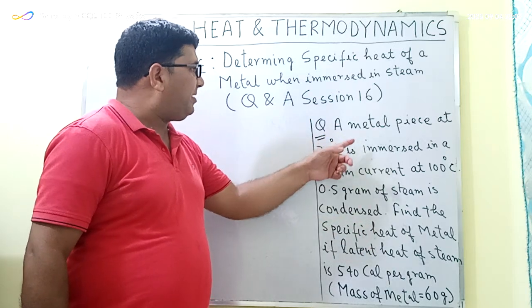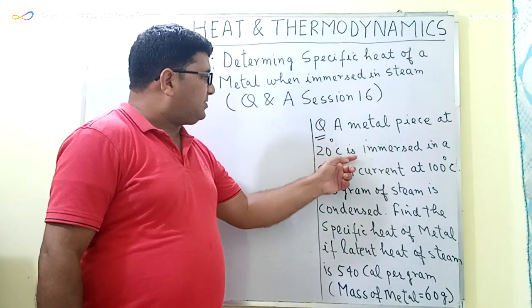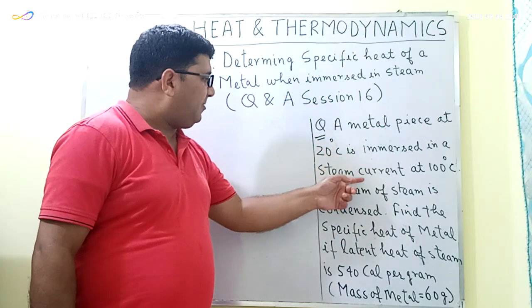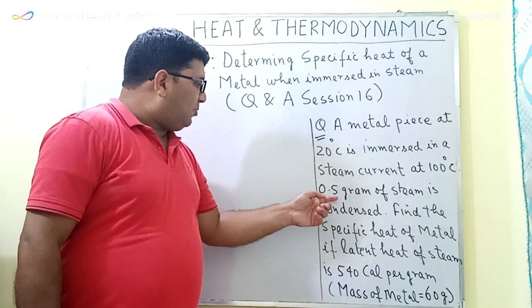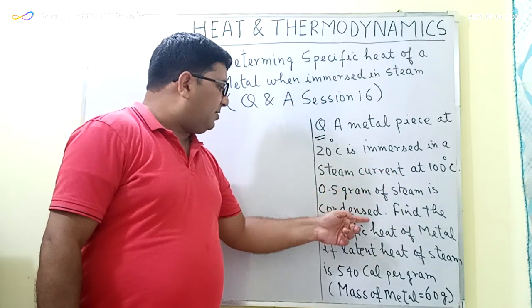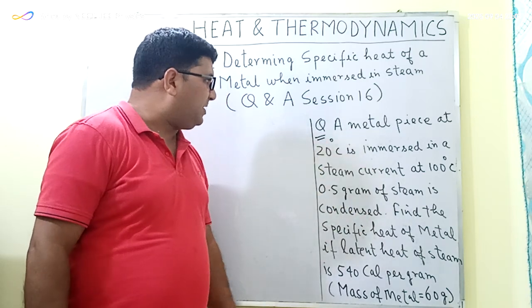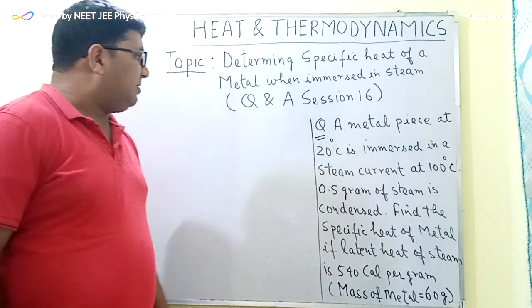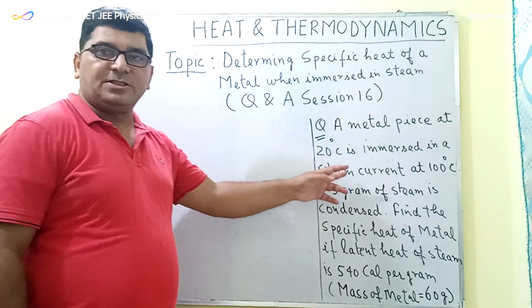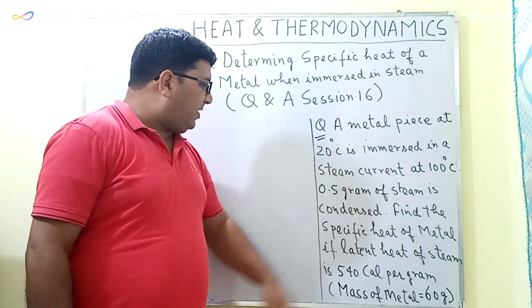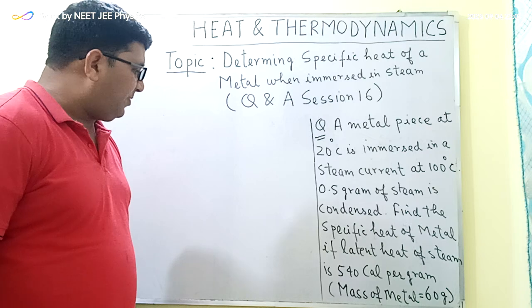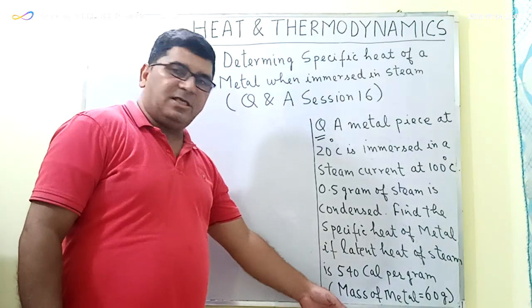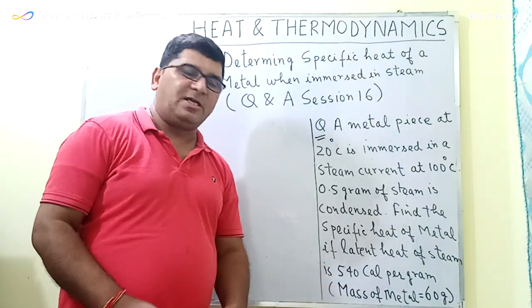And the question is, a metal piece at 20 degrees centigrade is immersed in a steam current at 100 degrees centigrade. 0.5 gram of steam is condensed when this metal piece is immersed in this steam current. So we have to find the specific heat of metal if the latent heat of steam is 540 calories per gram. Here the mass of the metal is equal to 60 gram.